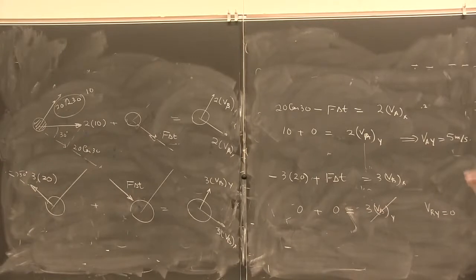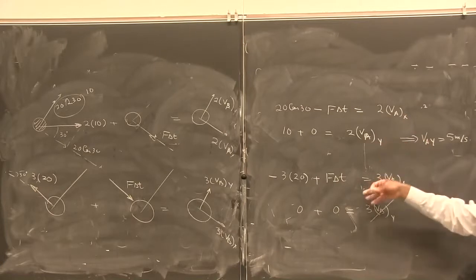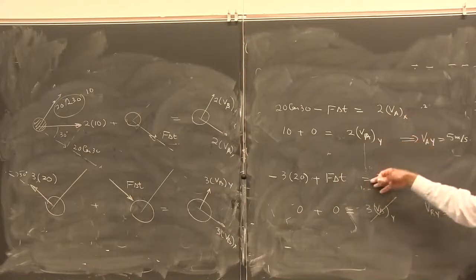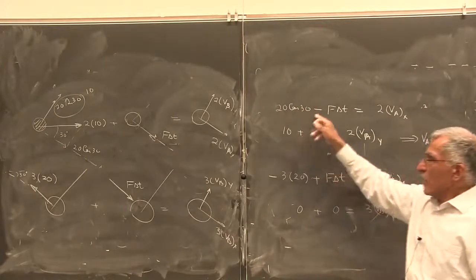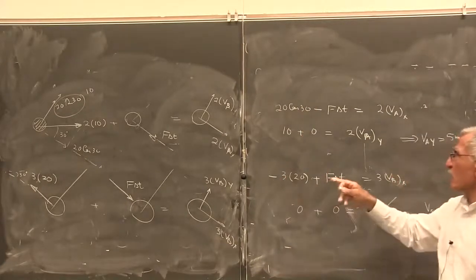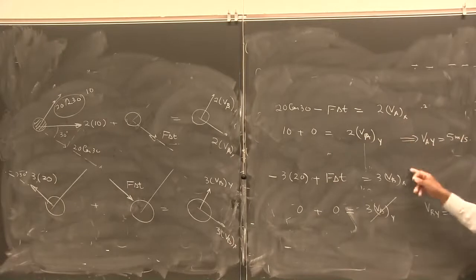Now, if you add these two equations together, you get rid of that F delta t, and you get one equation but two unknowns. That's called conservation of momentum in the x direction, in the direction of applied force.